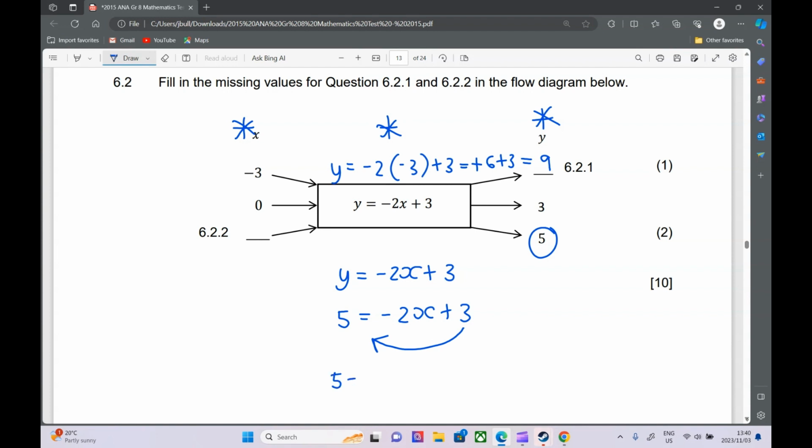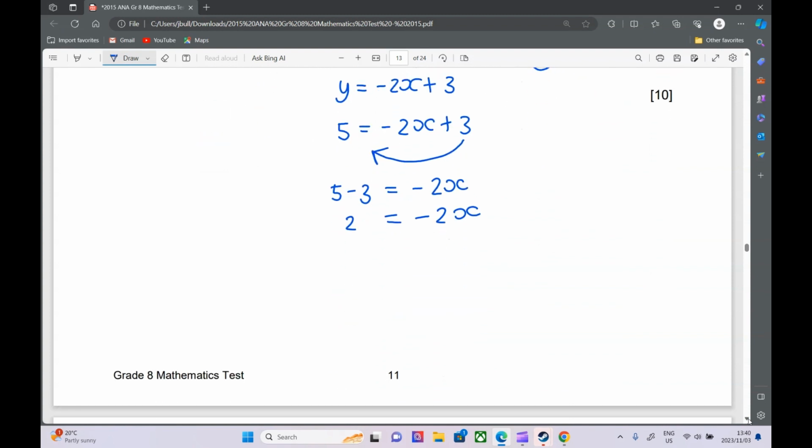So 5 take away 3 is equal to negative 2x. This side, 5 take away 3 is just 2. So we've got 2 is equal to negative 2x. Again, we're nearly there, but we want the x all by itself. So we need to take this negative 2 across. So that is negative 2 times x. When we take it across, we're going to divide. So we're going to say 2 divided by negative 2 is equal to x. 2 divided by 2 is 1. 2 divided by negative 2 means it's minus 1. So x is minus 1.